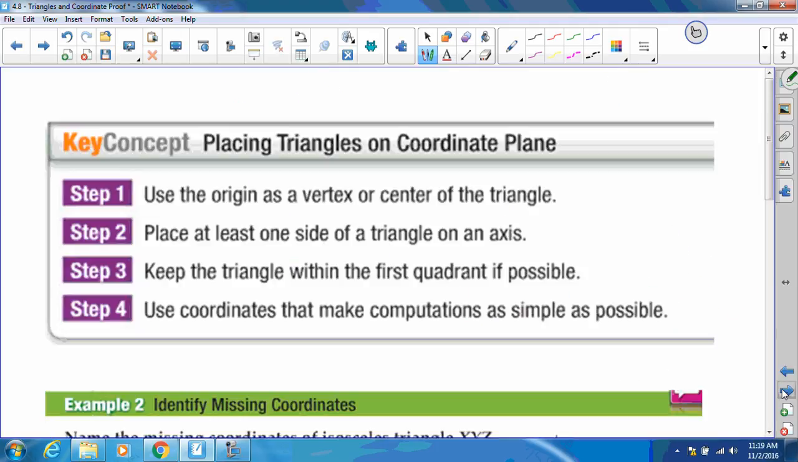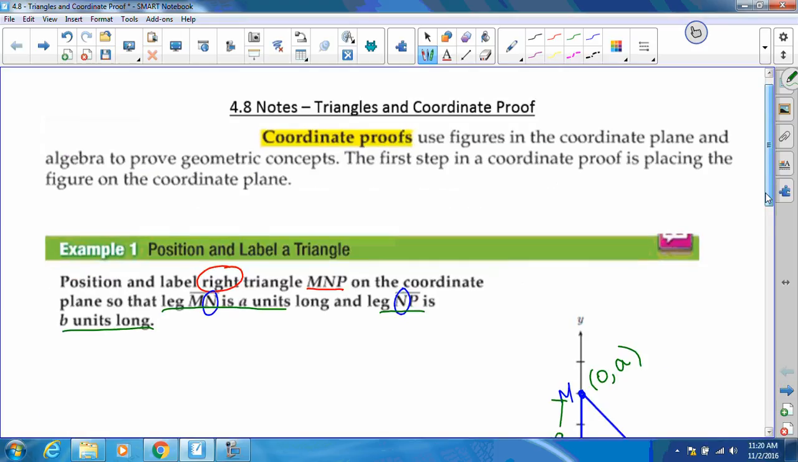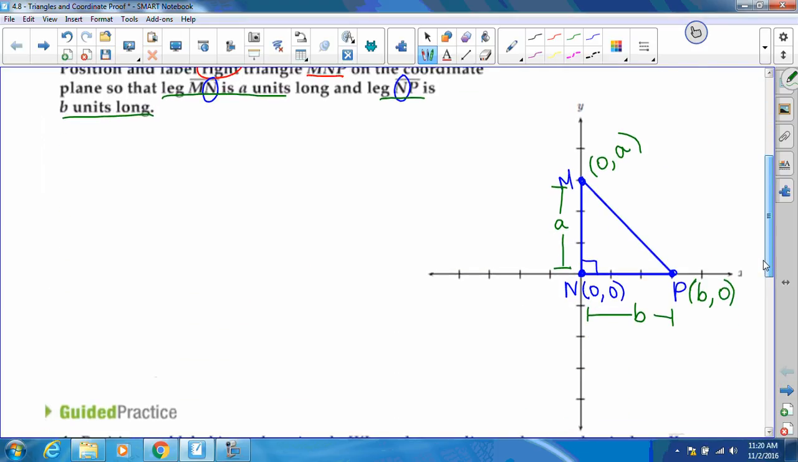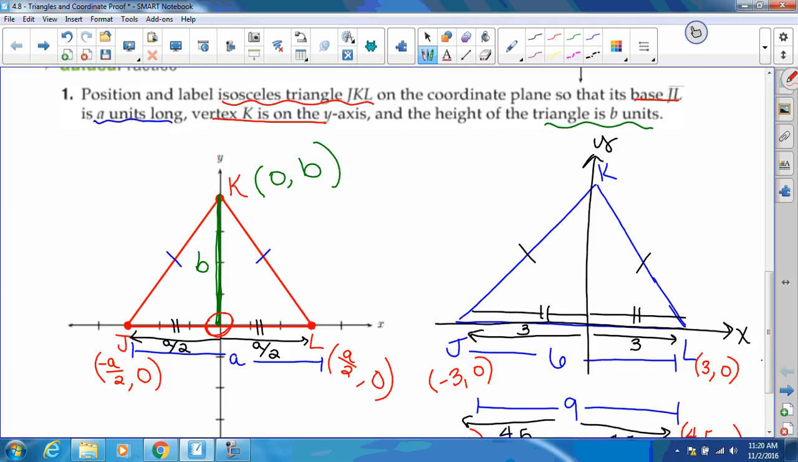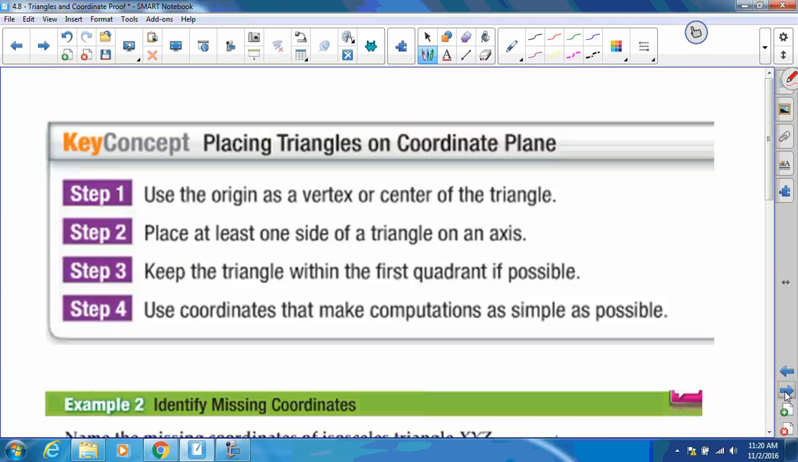Okay, so here's just some steps in how you can place something on a coordinate plane. Use the origin as a vertex if you can, or use the origin as the center of the triangle. So we did both. On the first example, we used the origin as a vertex of the triangle. And then on the second one, we used the origin as the center of the triangle. Place at least one side of a triangle on an axis if you can. We've been talking about that. Keep the triangle within the first quadrant if possible, which we were able to do on the first example. And then you want to use coordinates that make computations as simple as possible.